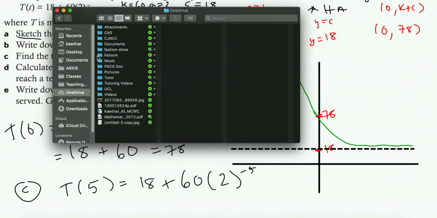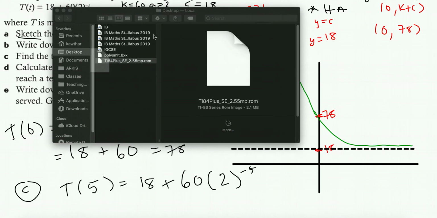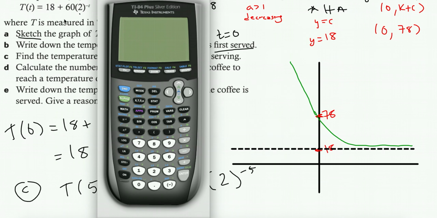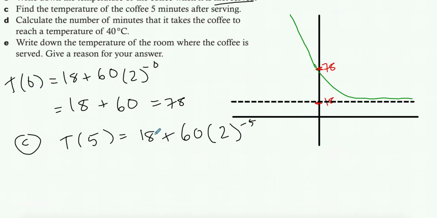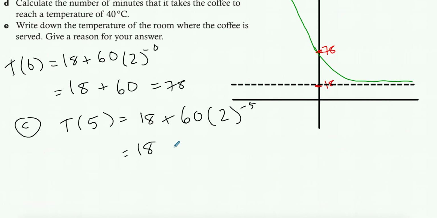So if I go 18 plus 60 and then 2 to the power of -5, I'm going to get 19.875. And make sure you write the units down. So 19.875 degrees Celsius.